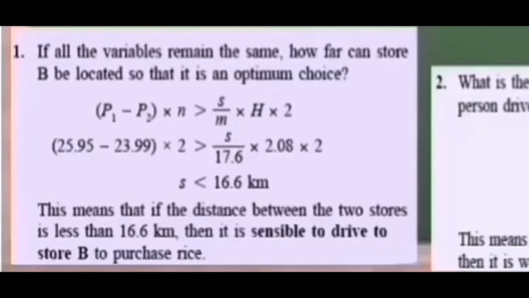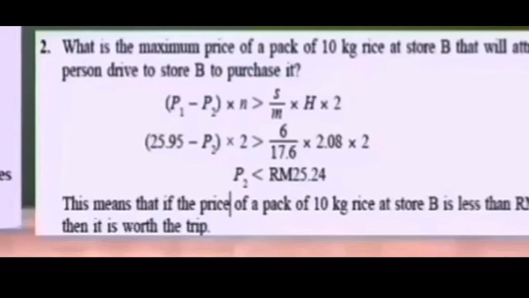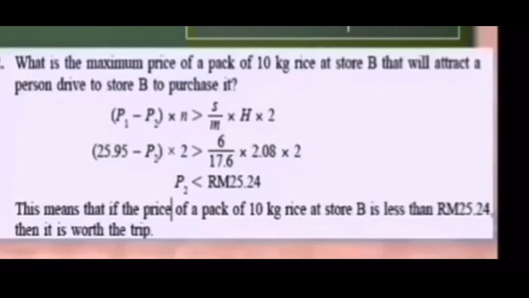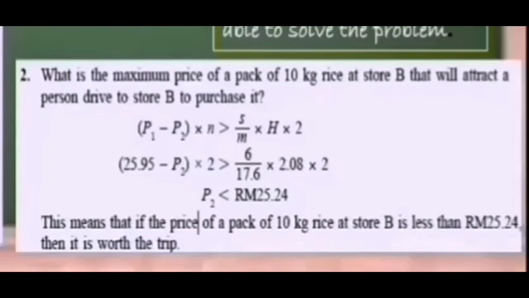What is the maximum price of a pack of 10 kg rice at Store B that will attract a person to drive to Store B to purchase? (P1 minus P2) times n is bigger than x divided by m times h times 2. So P2 is less than 25 ringgit 24 cents. This means that if the price of a pack of 10 kg rice at Store B is less than 25 ringgit 24 cents, then it is worth the trip.